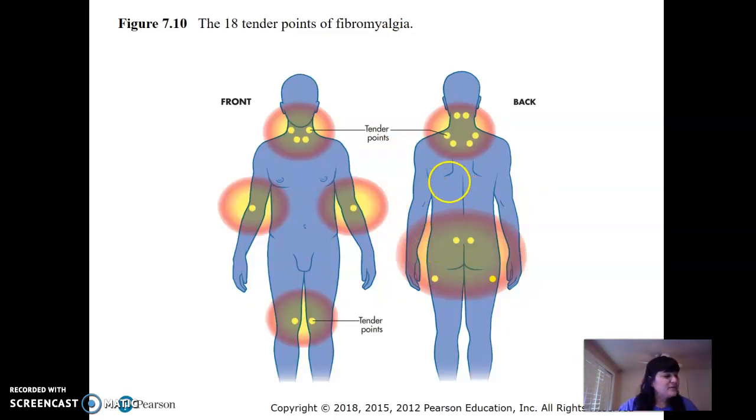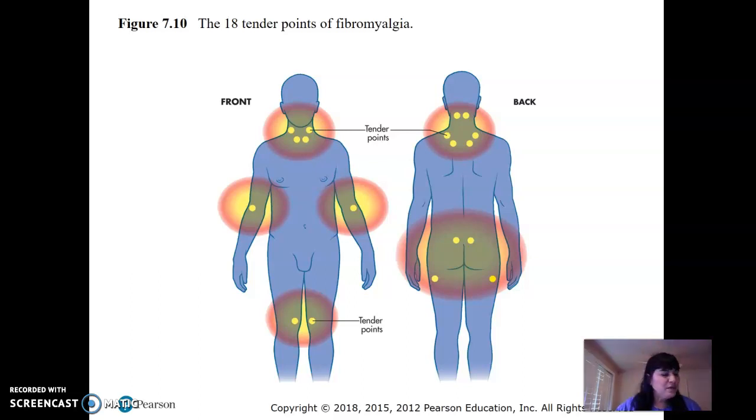Fibromyalgia. I don't know if you guys have heard of fibromyalgia. It's wild how medicine changes. 20, 30 years ago, I had a friend who had fibromyalgia, and doctors said it was all in her head. And now we realize, no, it's not. It's just really complicated. There's stuff we just don't know, which is okay. It doesn't mean it's not happening.